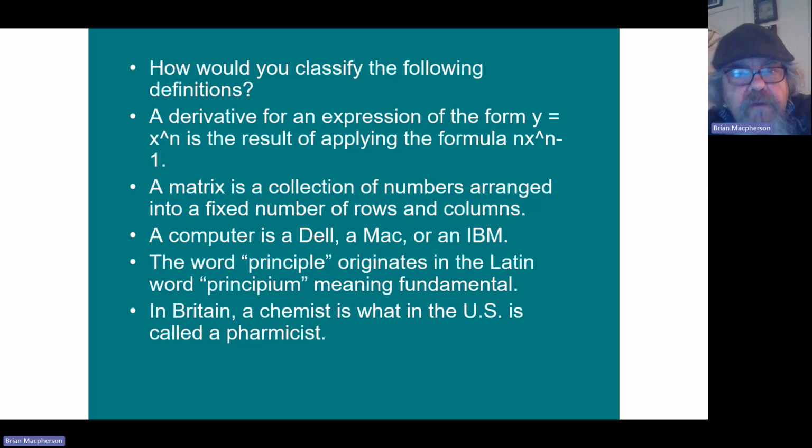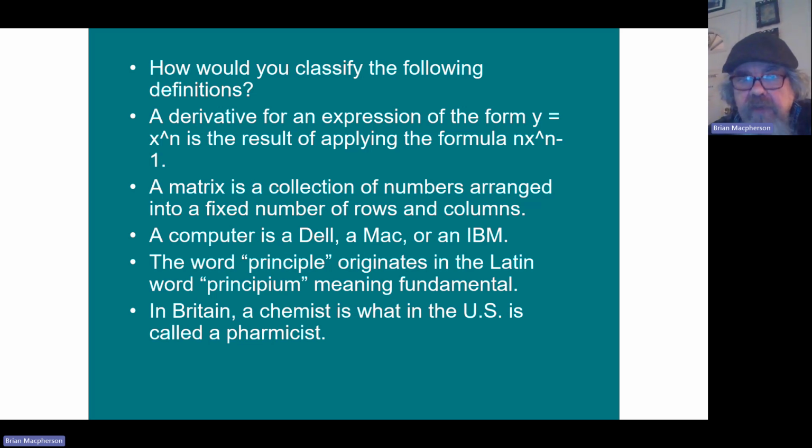Okay, let's look at the next one. Sorry for the mathematical examples. A matrix is a collection of numbers arranged in a fixed number of rows and columns. So if any of you have taken matrix algebra, you know that a matrix is simply a collection of numbers arranged into a fixed number of rows and columns. Okay, so what type of definition is that? I would say that this definition is intentional.